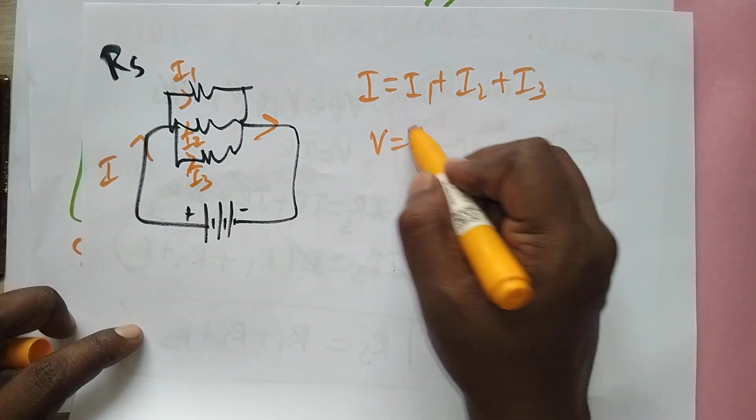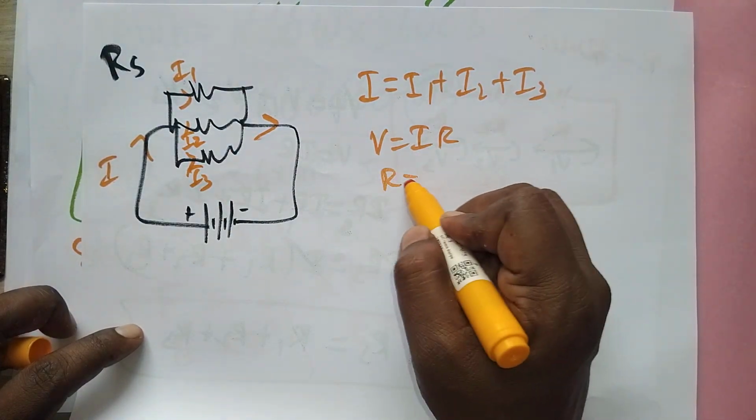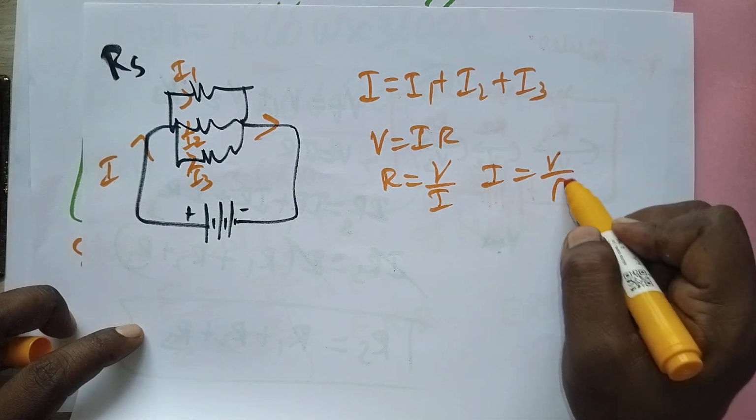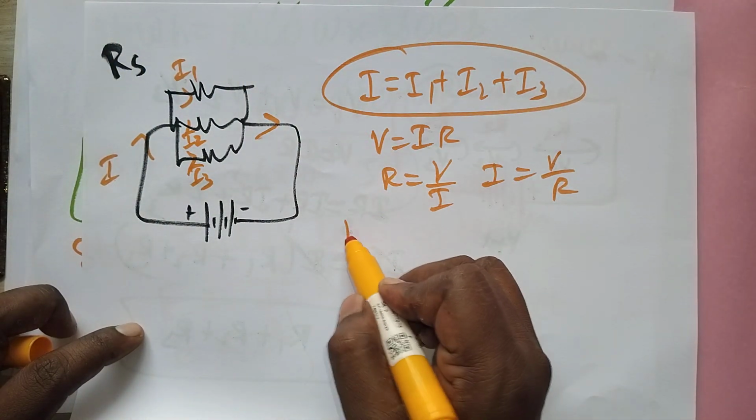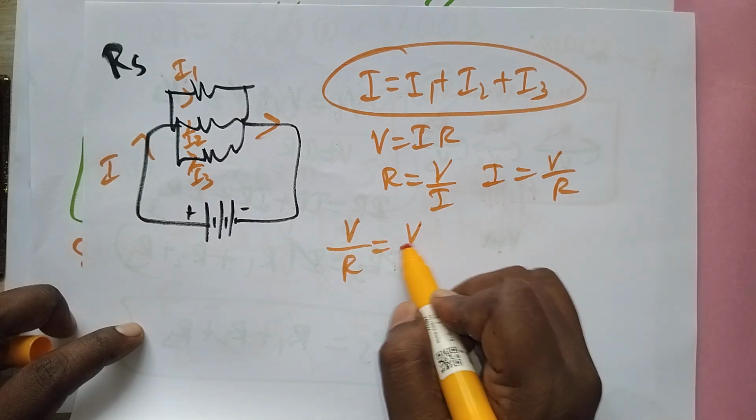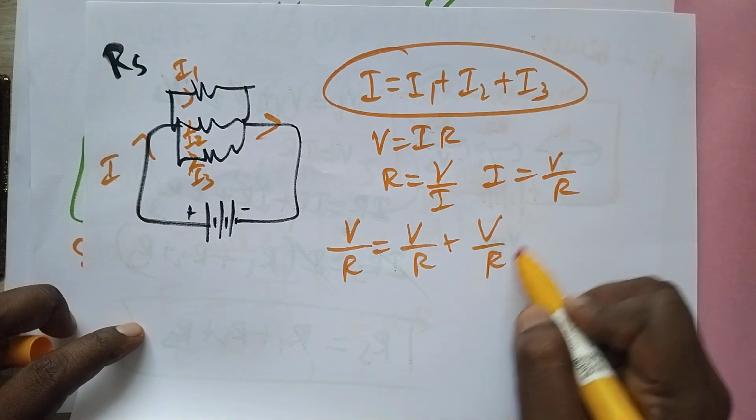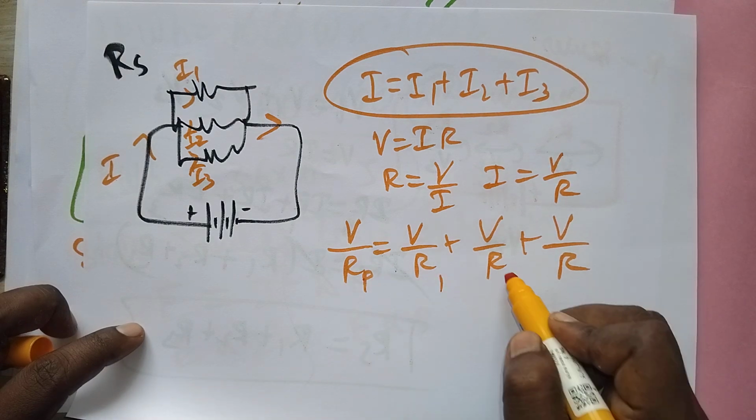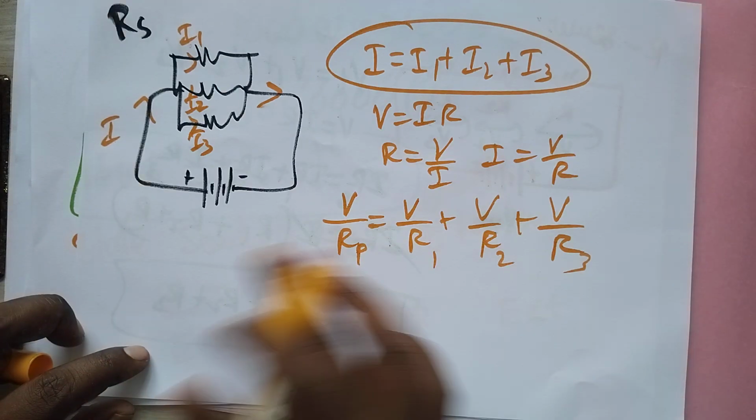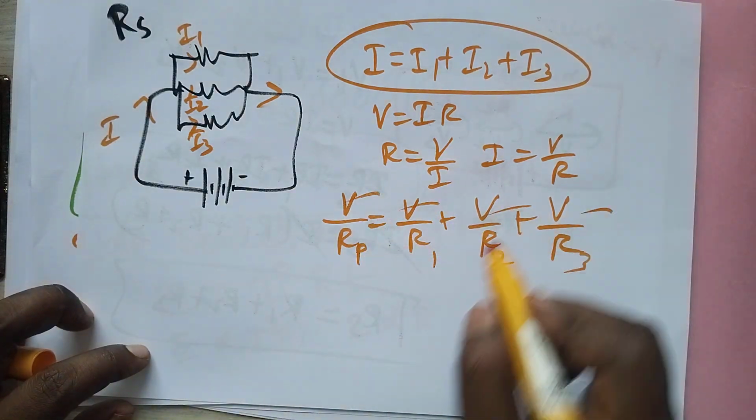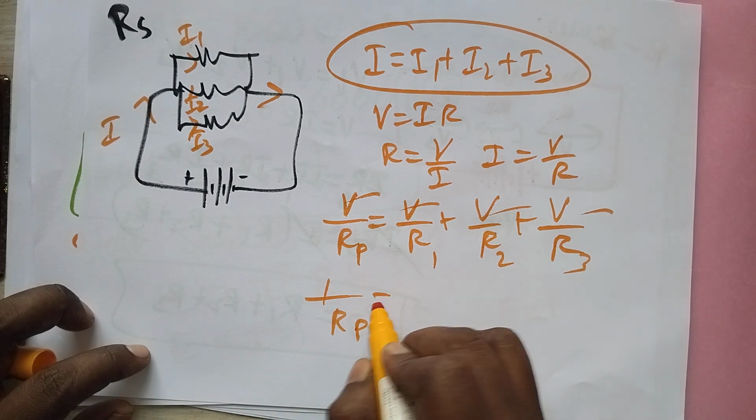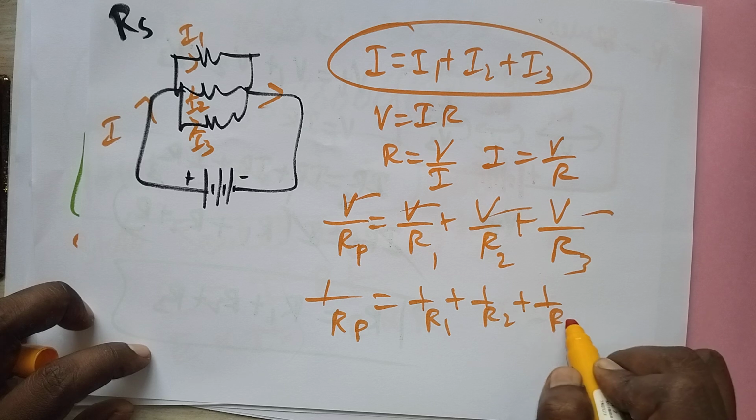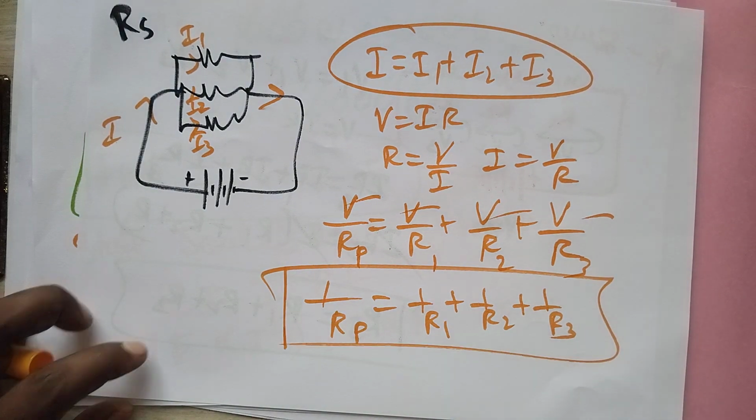Ohm's law: V is equal to IR. R is equal to V by I, I is equal to V by R. So V by R plus V by R plus V by R. Voltage is constant in resistance in parallel, so you can cancel all the voltage. So 1 by Rp is equal to 1 by R1 plus 1 by R2 plus 1 by R3. Okay, this is resistance in parallel.